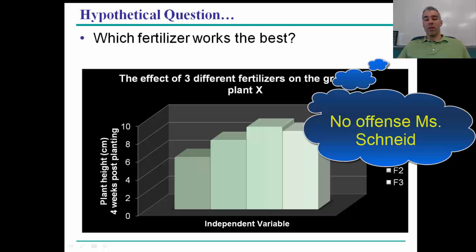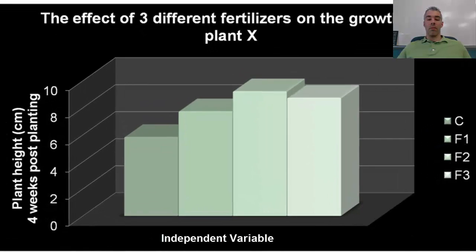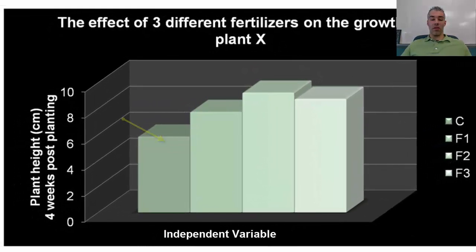So I always like to start with this hypothetical question. This is a bar graph looking at the effect of 3 different fertilizers on the growth of one plant. If you follow my pointer, right here is the control group, and we have fertilizer 1, 2, and 3. This shows the average plant height, the mean plant height of those plants after 4 weeks of planting and allowing them to grow. So I was always asked, which do you think works the best? It should take you a second to figure out, and you should probably say fertilizer 2, which is this one right here.